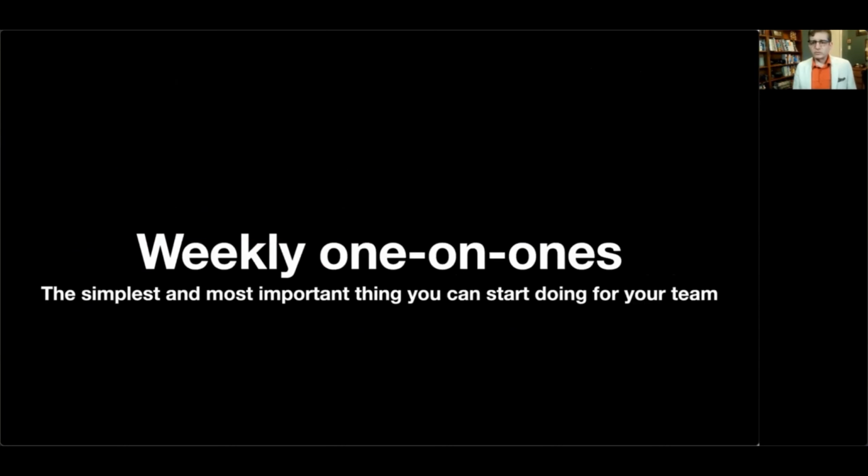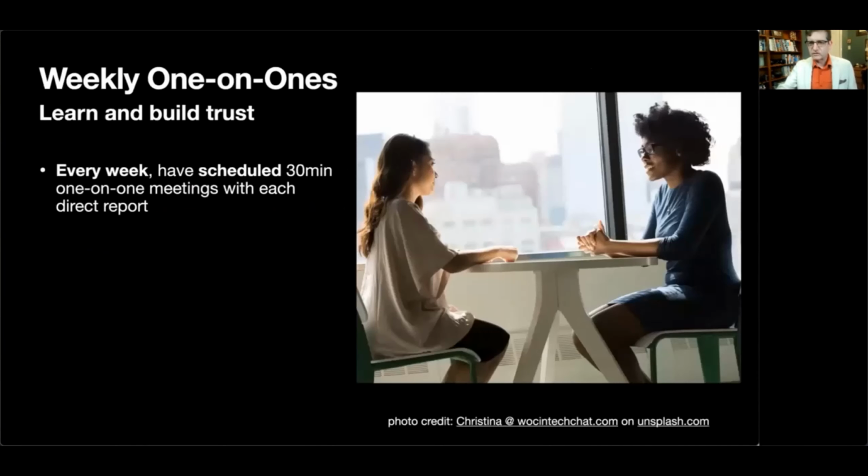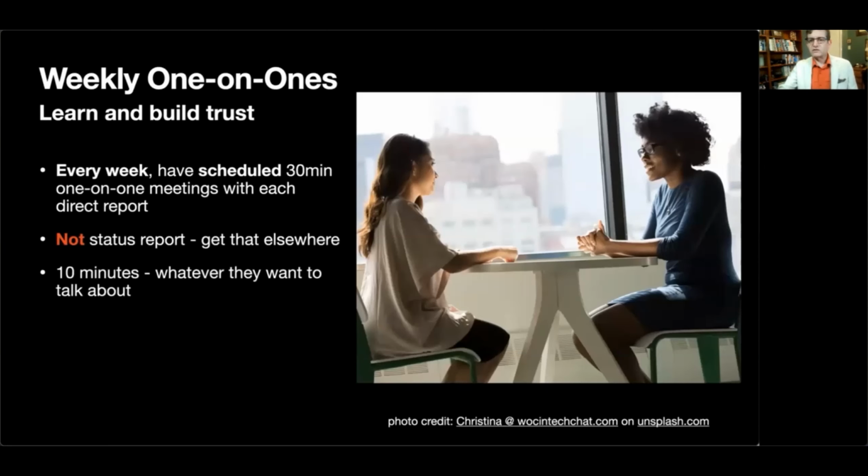So let me start with what's maybe the easiest, weekly one-on-ones. This is really, really simple. Every week, schedule 30-minute one-on-one meetings with each of your team members. This isn't about status reports. You can get that from the Jira tickets or whatever. It's about working with them, about learning what they need. It's their meeting. I like the Manager Tools agenda for this. There are some links at the end of the slides.